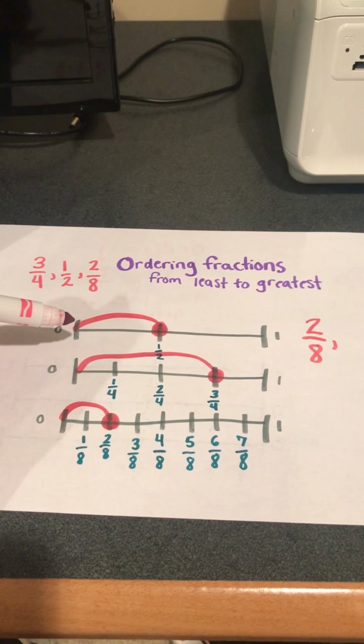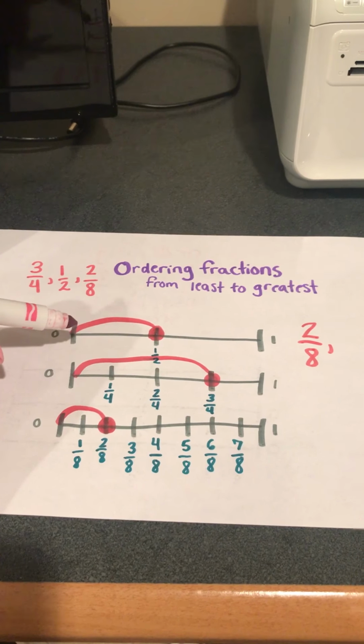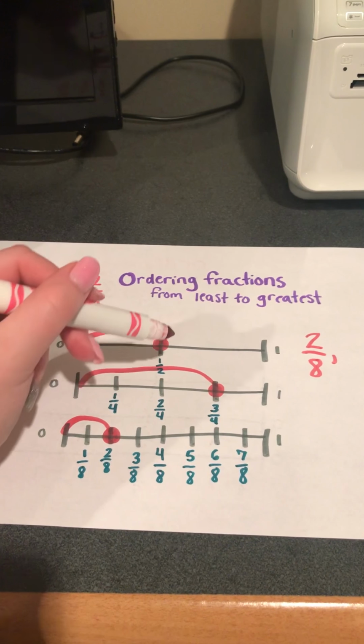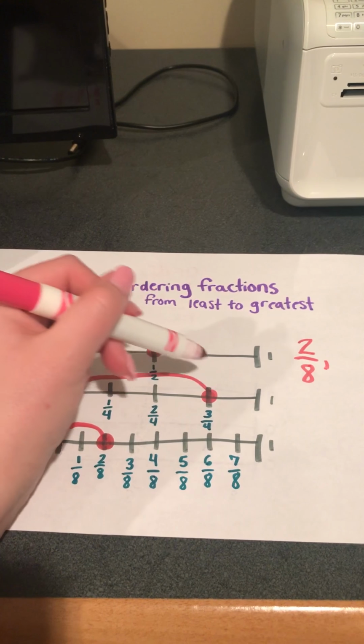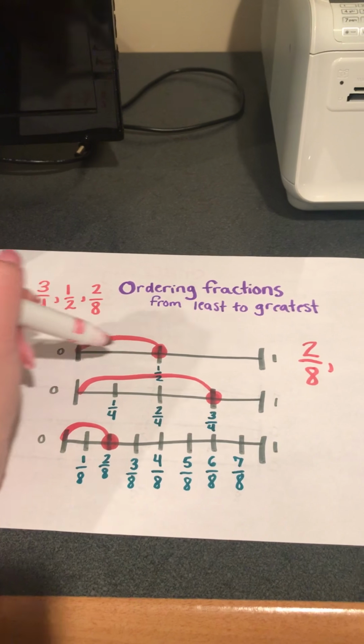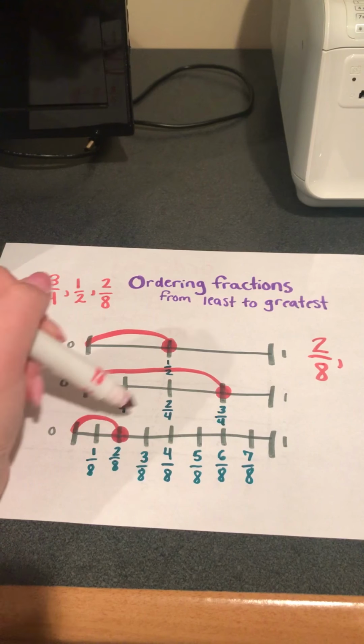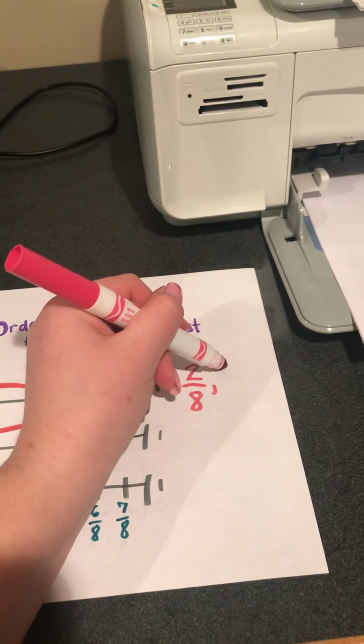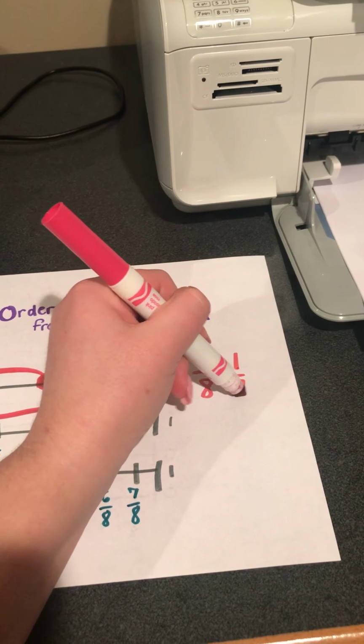Then I need my second biggest fraction. And that fraction is going to be 1/2, because that's not my largest one closest to 1, but it's right in the middle, in between 2/8 and 3/4. So 1/2 is going to be next.